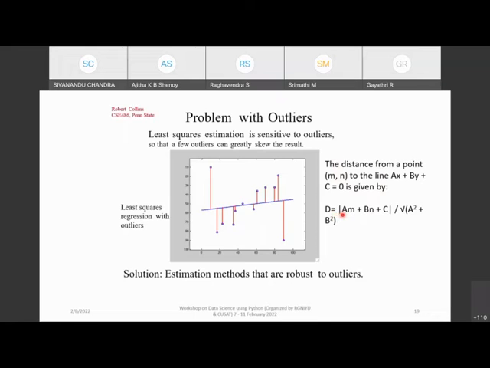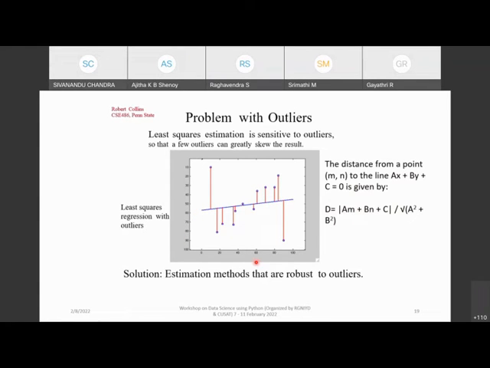Distance is equal to the absolute value of am plus bn plus c. That means you have to put the values of m and n in this particular line equation. You will get am plus bn plus c. If the point is on the line, you will get 0. Otherwise, you will get the actual distance. So you have to find the absolute value of that, divided by the square root of the coefficient of x squared plus the coefficient of y squared, that is, a squared plus b squared. So this is the formula for finding the distance from a point to the line.